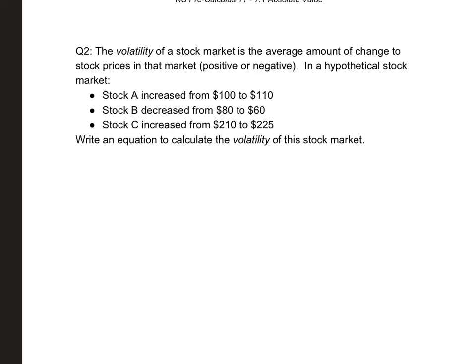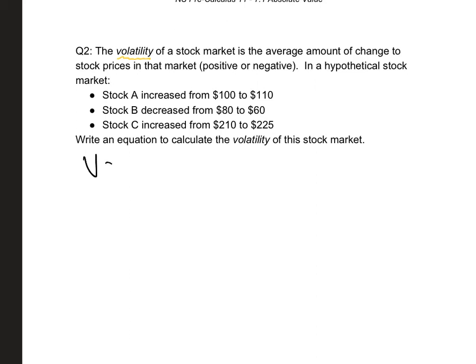So I will state before we go any further, this isn't strictly how volatility is calculated for a large stock market, but this is the idea, and we're going to use absolute value expressions to help us out here. So stock A increases from $100 to $110. Stock B decreased from $80 to $60. And stock C increases from $210 to $225. We want to write an equation to calculate the volatility of this stock market.